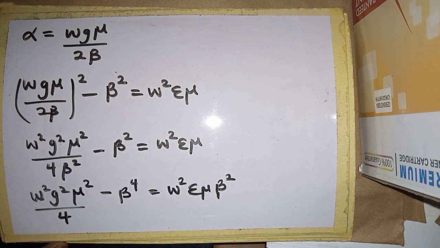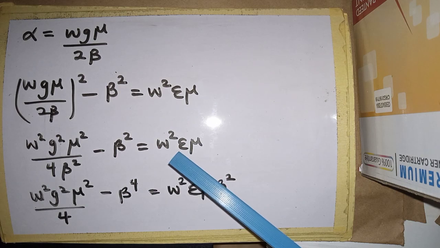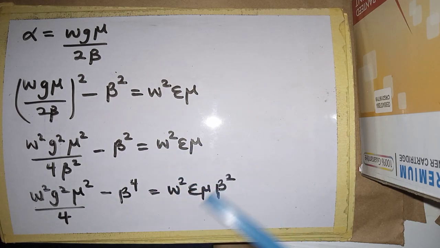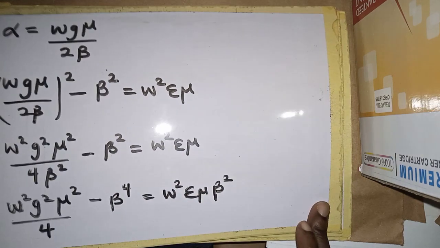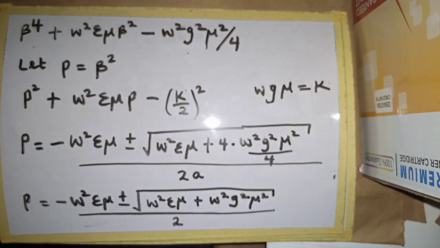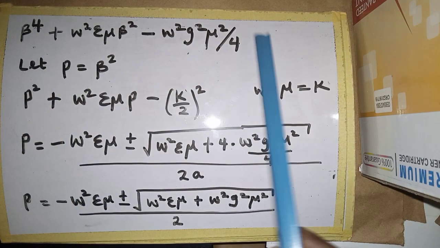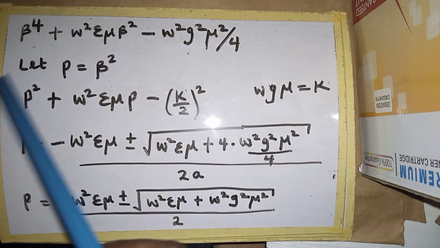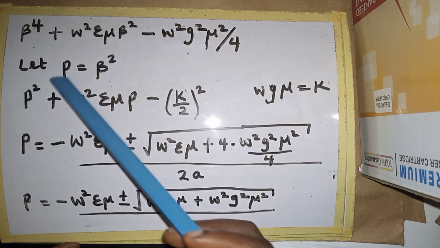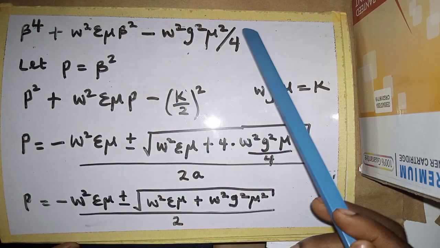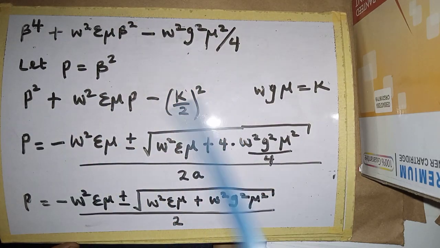This expression. Now that we have this expression, we can resimplify so that it will now become beta raised to power 4 coming to this side, plus this, minus this part. So it gives us this equation. From this equation, we can let p equal to beta squared, so that this equation will reduce to this equation.